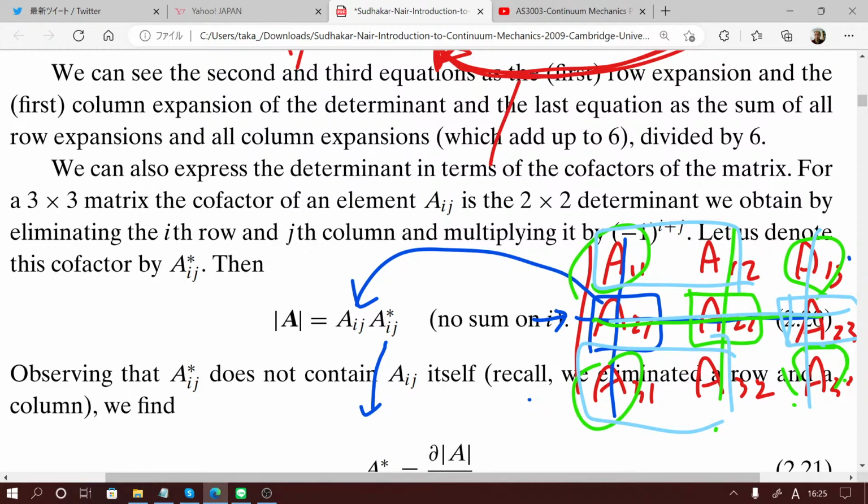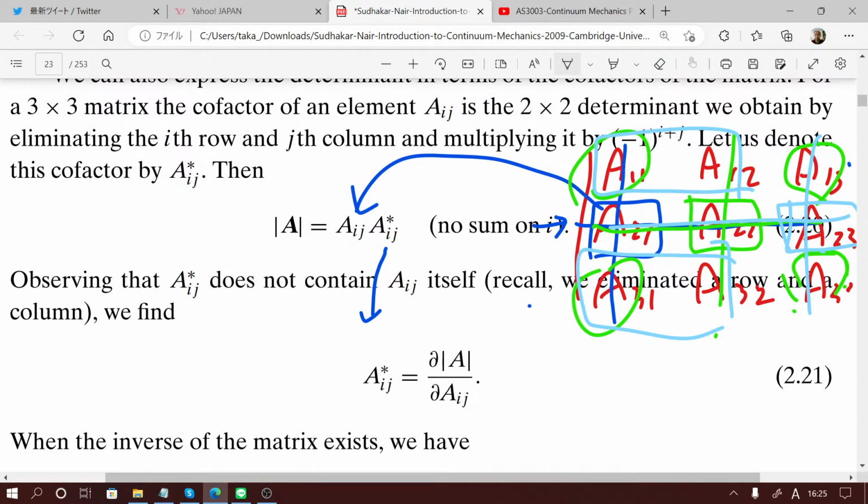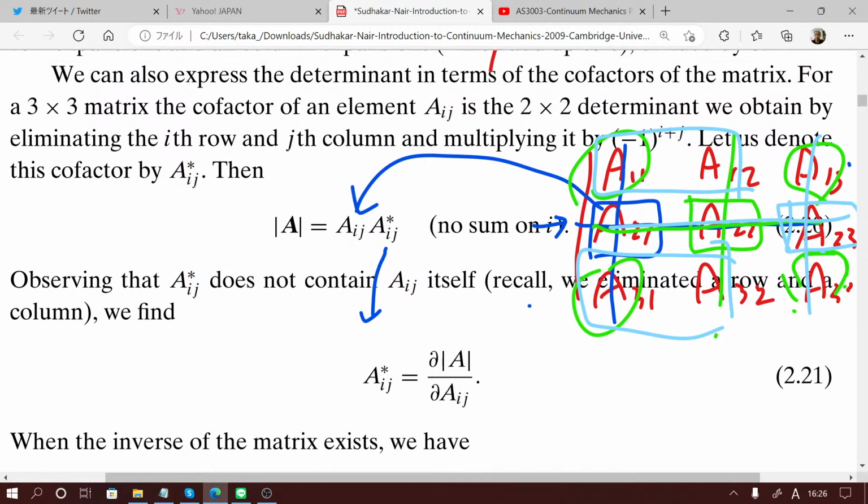Observing that Aij star does not contain Aij itself, recall we eliminated a row and a column, we find Aij star equals partial derivative of determinant A with respect to Aij.